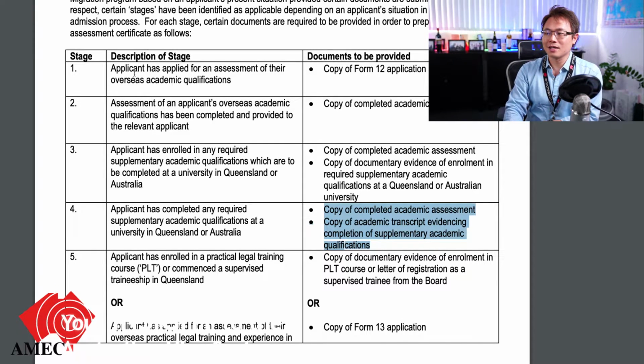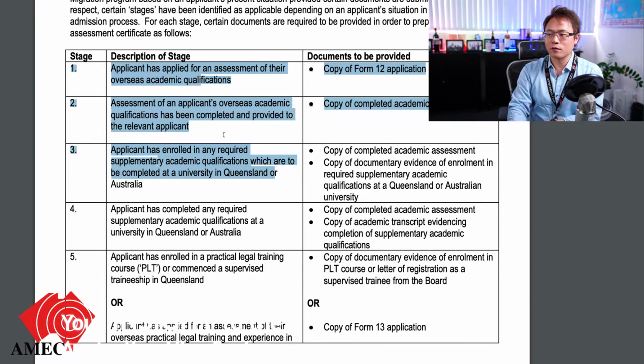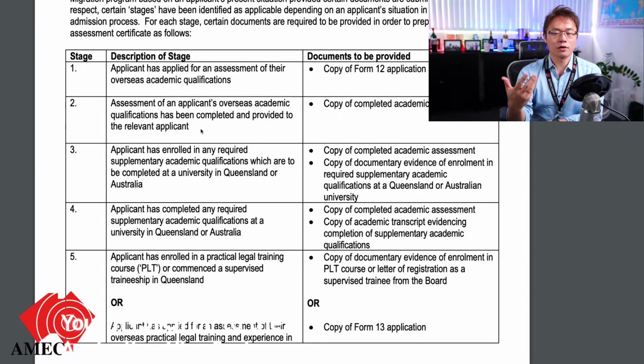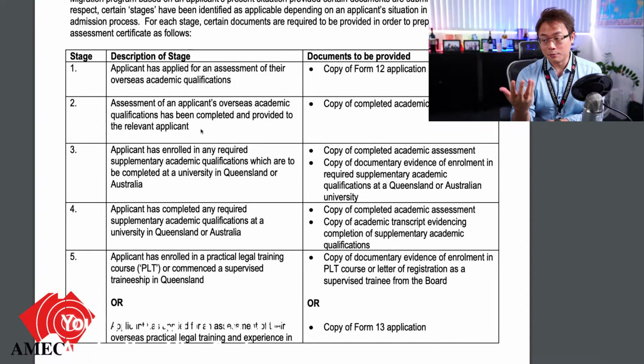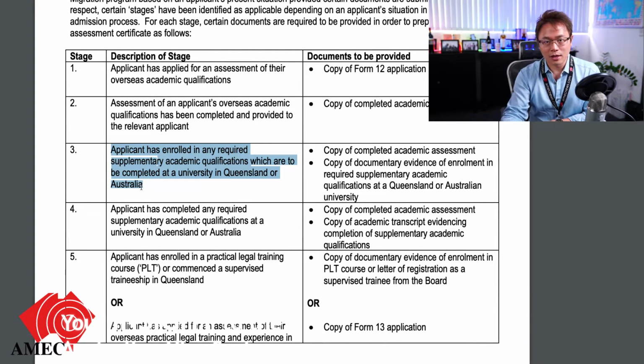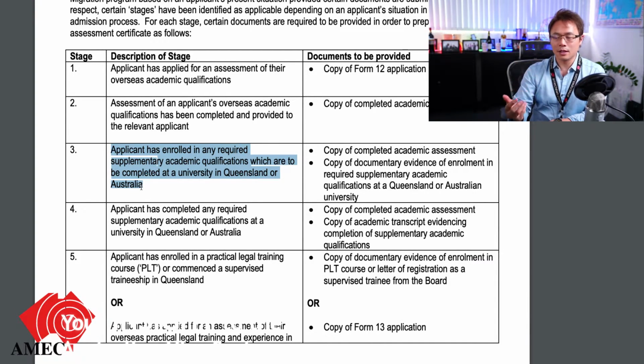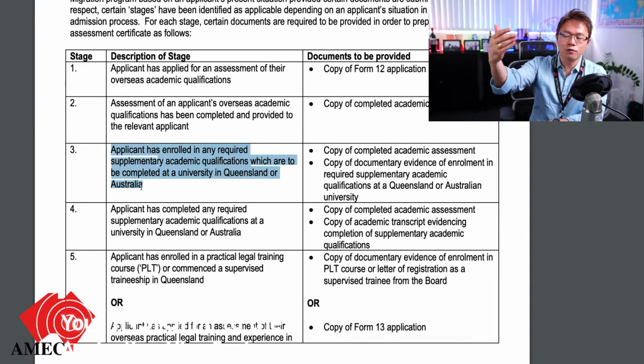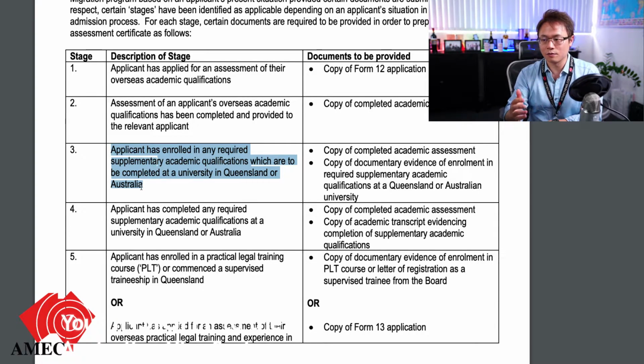This stage doesn't come within 2 or 3 months. For example, if you spend 1 month lodging it, and they find out you're required to complete further subjects, then you're required to enroll. Of course, that would take another semester, possibly, or 3 months at least. So they don't give you a timeline. As long as you go through all these stages and complete them, that's all done.